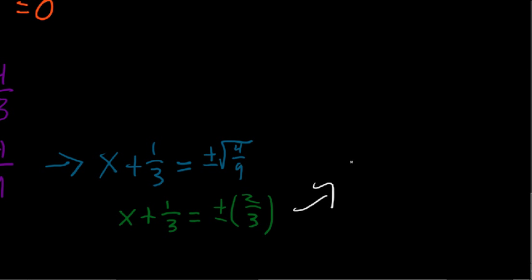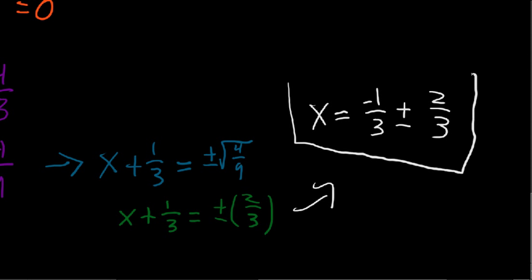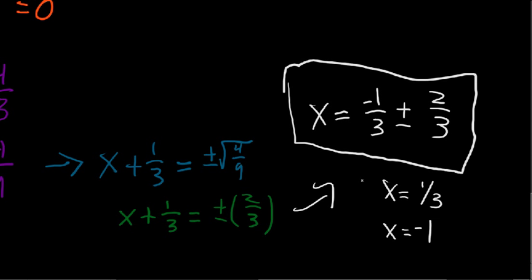So our final answers are x equals negative 1/3 plus or minus 2/3. So that's going to be 1/3 and negative 1? I think that's right. Yes, so x equals positive 1/3 and x equals negative 1. There you go, those are the solutions.